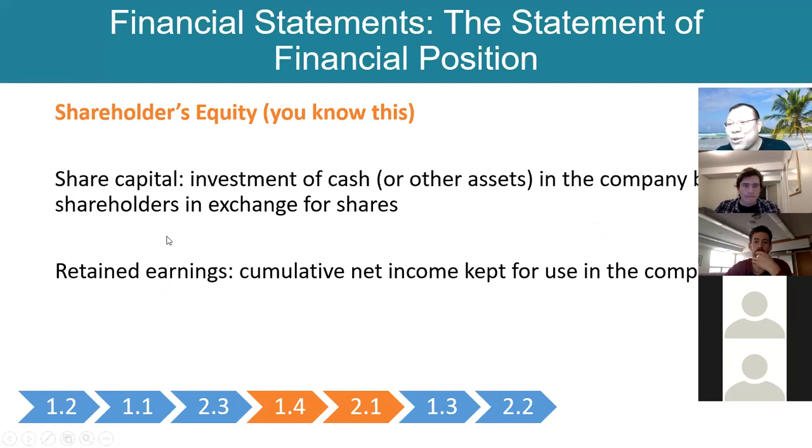Okay, we talked about the shareholders' equity already. Two components: share capital, that's your investment in the company, and the retained earnings, that's the cumulative earnings retained by the company.